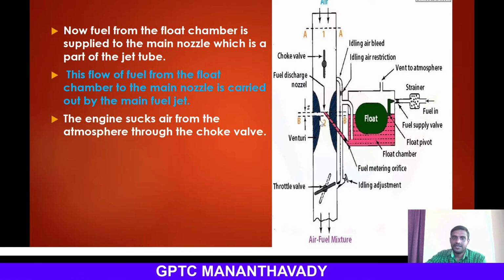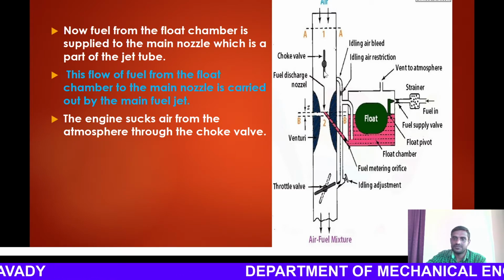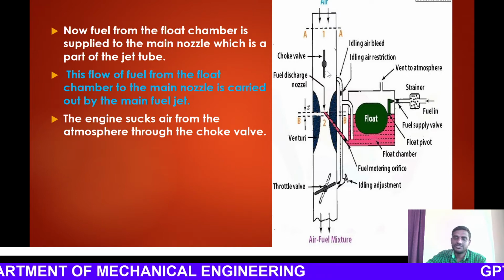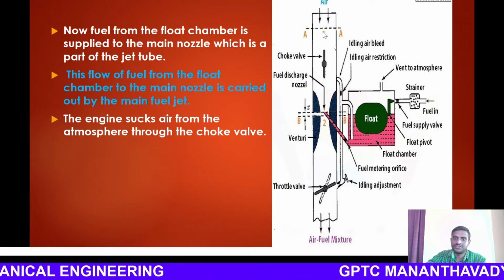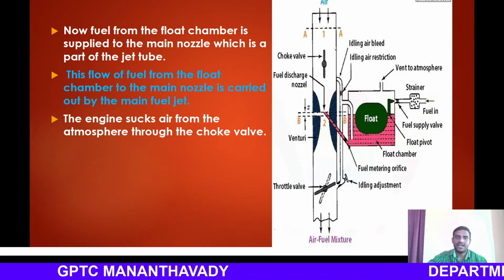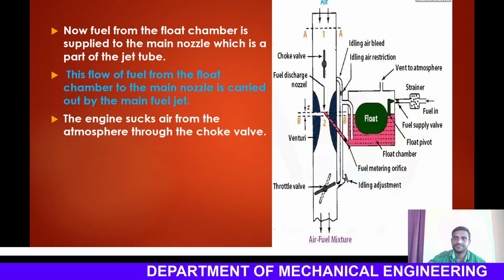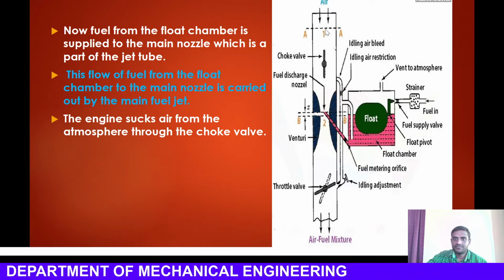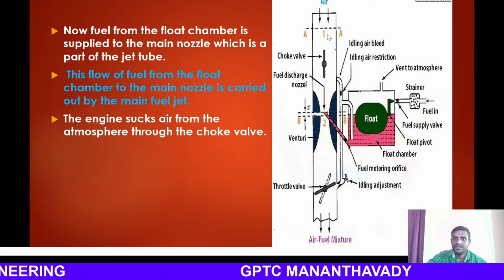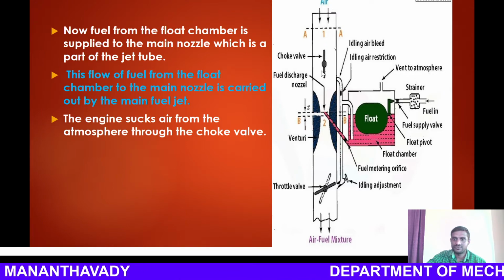The engine sucks the air from the atmosphere through the choke valve. Here you can see a choke valve. This is normally just like a butterfly type of valve, and it is almost in the open position, in the direction of flow. The choke valve is normally in the open position. The engine sucks the air from the atmosphere, and air is entering into this carburetor system through this way. That is section AA, or region 1 here. Air is entering through this way, and the choke valve is open as the air flows through.